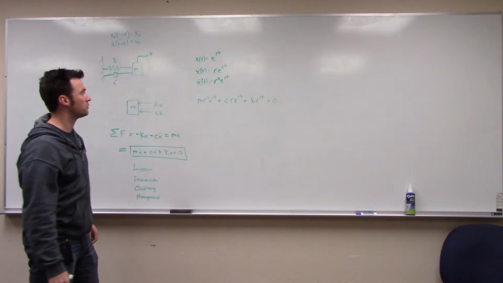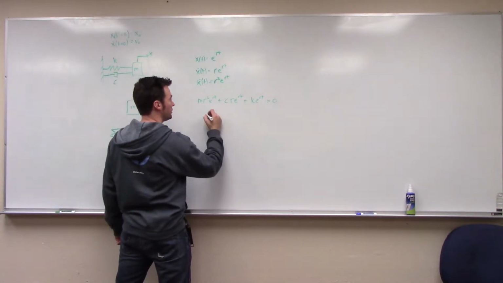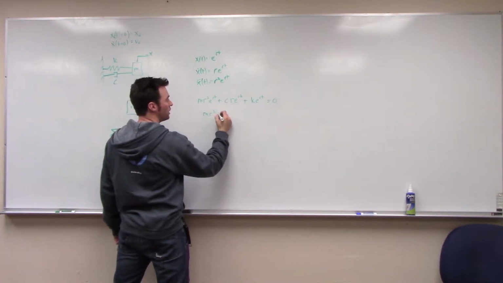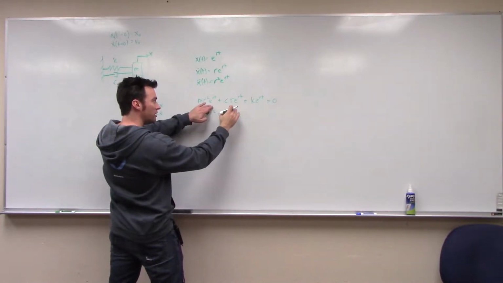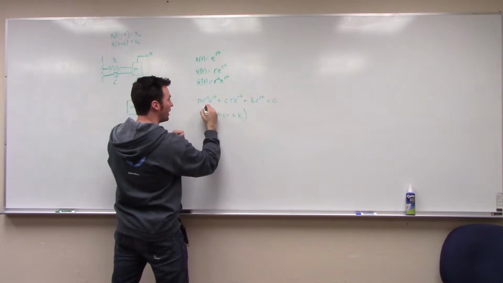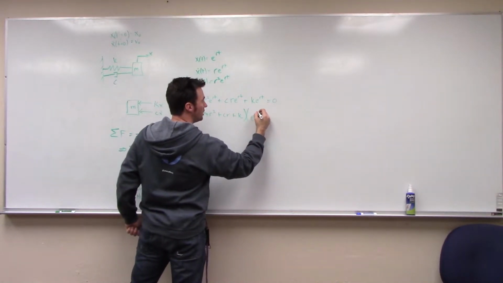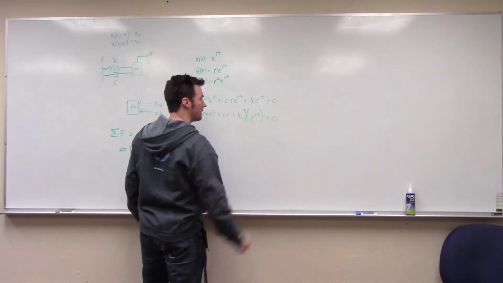What does that mean for us? Well, we can factor out this e to the rt, and we get mr squared plus cr plus k, right? Everything is multiplied by e to the rt, so we can pull that out and separate it into two pieces, e to the rt.